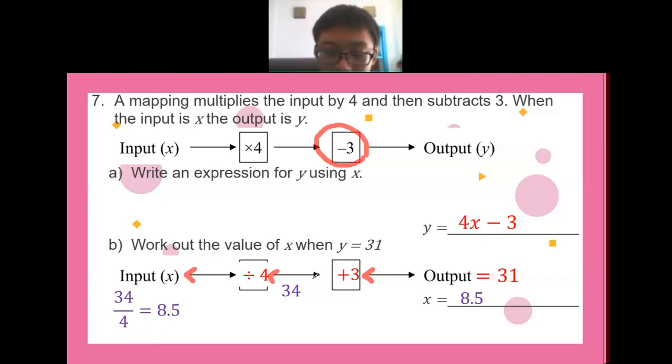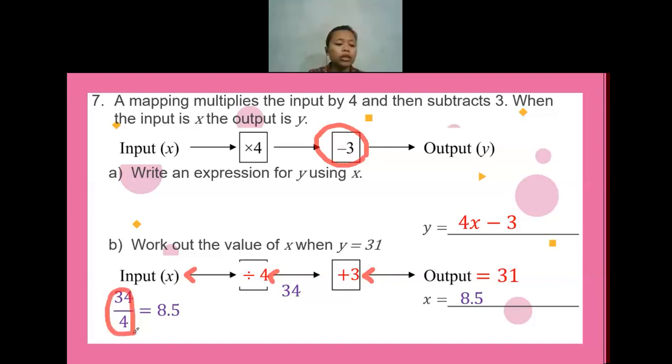Yeah, if you want to write it as a fraction, it's okay. So you can write it as 34 by 4, because the question did not say that you have to keep the answer as a fraction or as a decimal. The question did not ask anything, so it means you can keep it as a fraction.